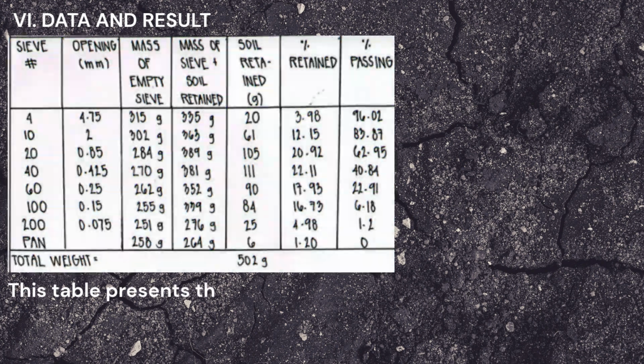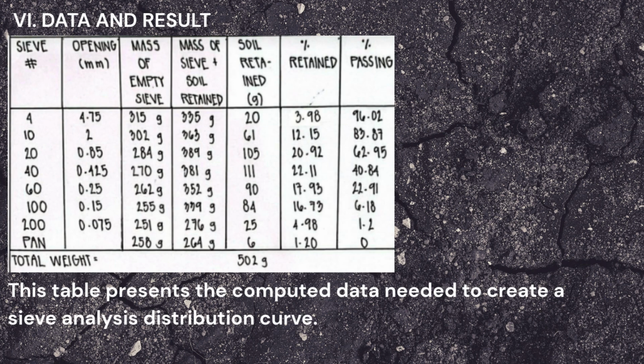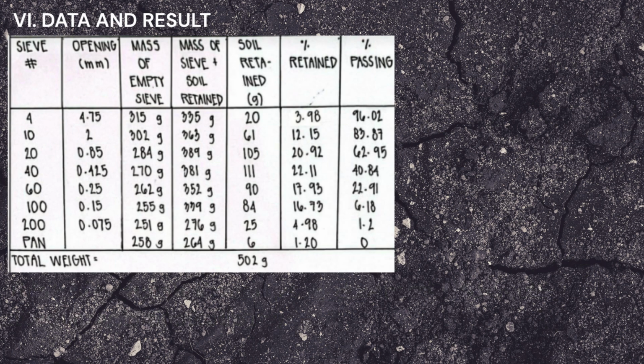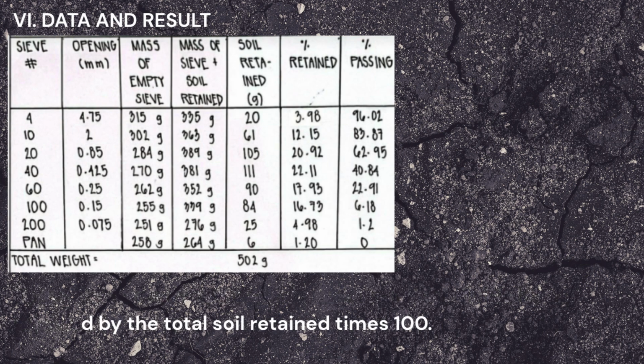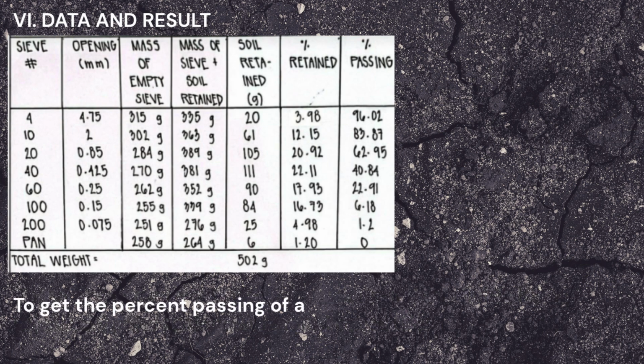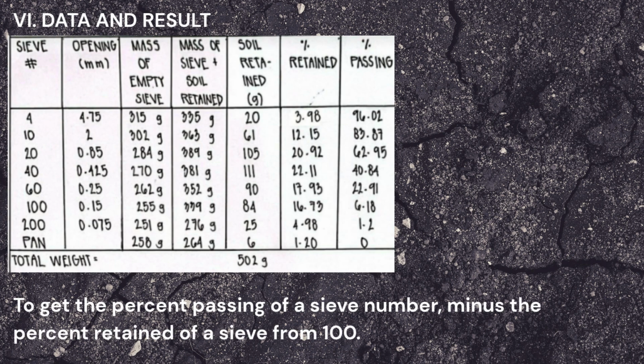This table presents the computed data needed to create a sieve analysis distribution curve. To get the percent retained of a sieve number, divide its soil retained by the total soil retained times 100. To get the percent passing of a sieve number, subtract the percent retained of a sieve from 100.